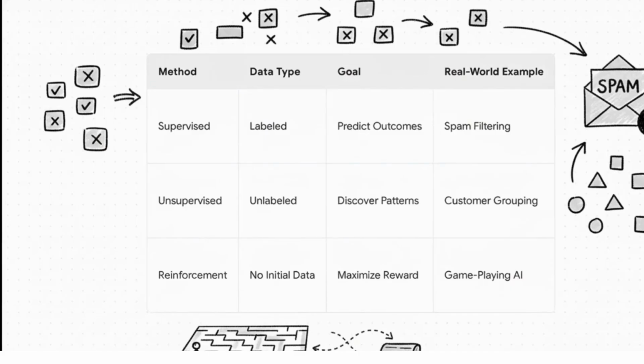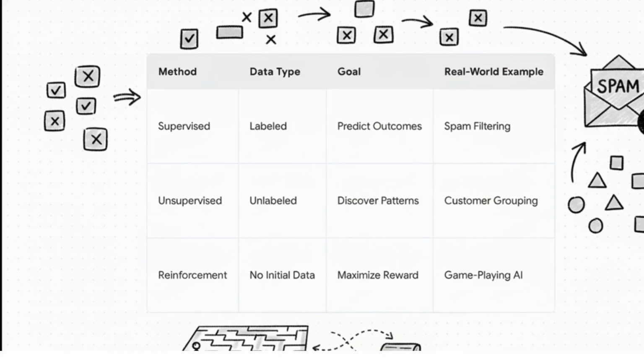Okay, so let's quickly recap that. Supervised learning, it's all about predicting things using labeled data. Unsupervised, finding hidden patterns in unlabeled data. And reinforcement learning is about an agent learning through trial and error to get the biggest reward. See how they each have a totally different goal and data setup?